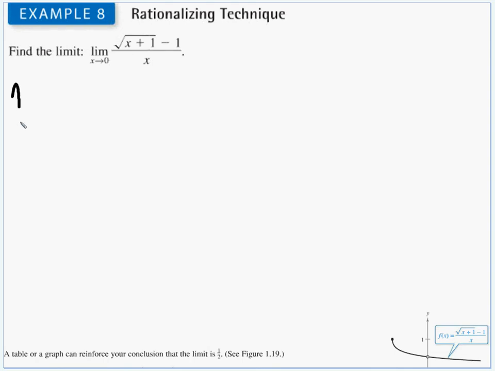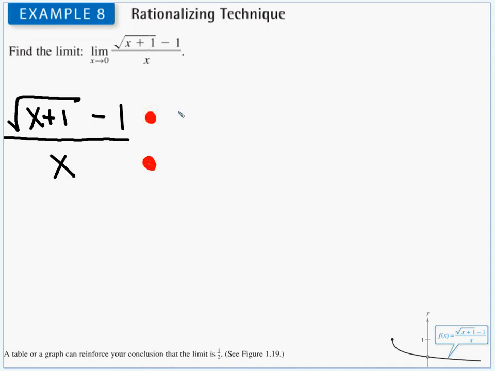So here we are going to rationalize. And actually, I'm going to drop my limit notation. I'm probably going to need to use the room. So here I'm just going to copy the original problem. Radical x plus 1 minus 1 over x. And we are going to multiply the numerator and the denominator by the same conjugate, radical x plus 1 plus 1.